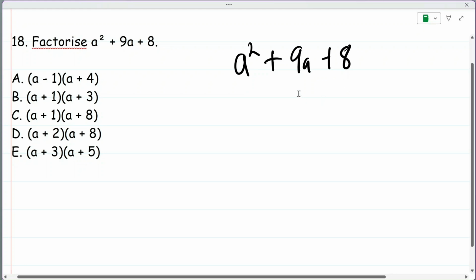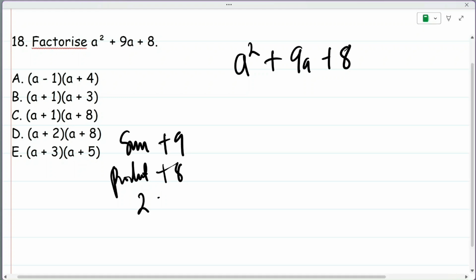And when you add the same numbers, they give you plus 9. That's the coefficient of the a. So the sum should give you plus 9. The product should give you plus 8. So we start with products. What are the two numbers that you multiply to get 8?